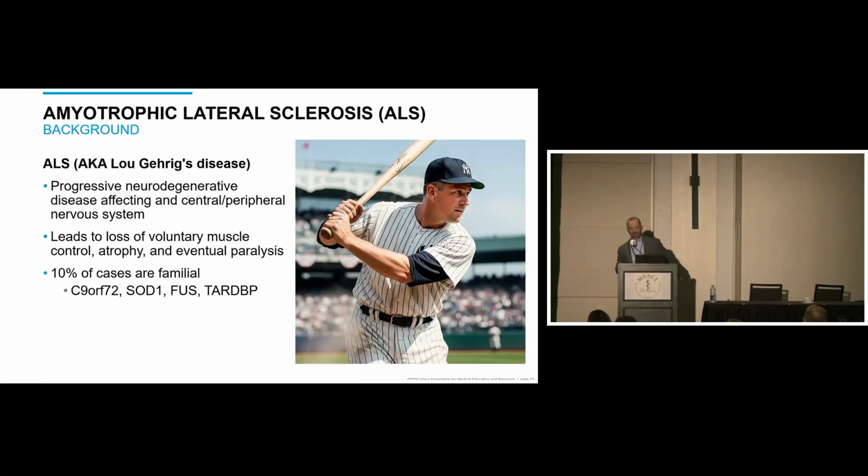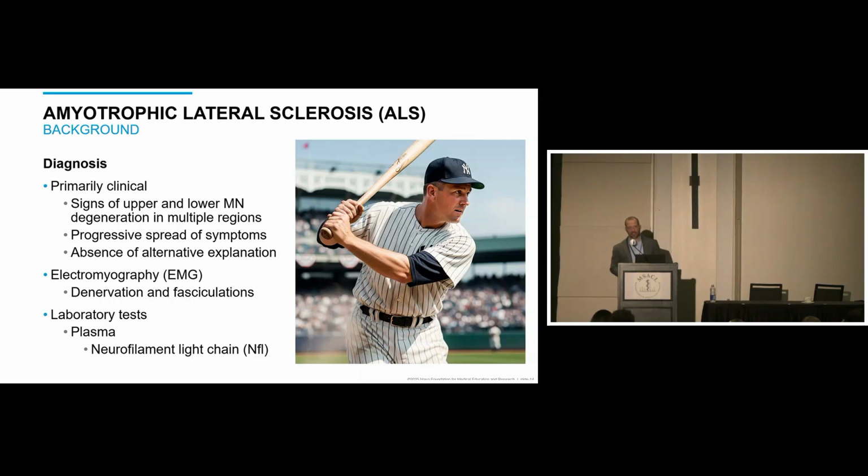So what is ALS? Amyotrophic lateral sclerosis, or ALS, is also known as Lou Gehrig's disease. It was named after the famous Yankees left-handed slugger who suffered personally from the disorder and brought a lot of awareness to the disease. ALS is a progressive neurodegenerative disease affecting the central and peripheral nervous system. It leads to a loss of voluntary muscle control, atrophy, and eventual paralysis. 10% of the cases are familial, involving mutations in several proteins, including TDP43.